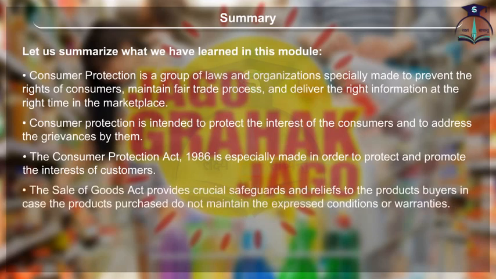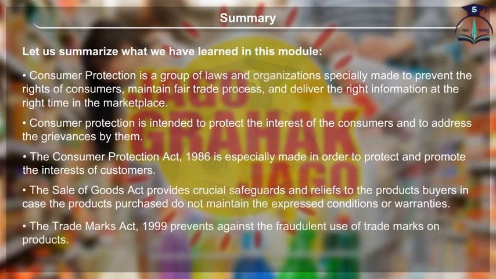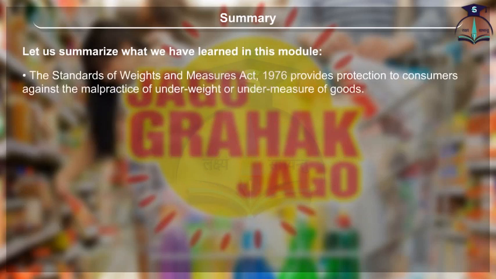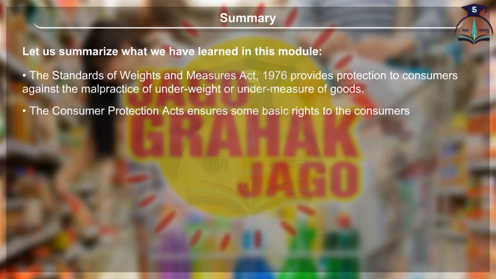The Sale of Goods Act provides crucial safeguards and reliefs to the product's buyers in case the products purchased do not maintain the expressed conditions or warranties. The Trademarks Act 1999 prevents against the fraudulent use of trademarks on products. The Standards of Weights and Measures Act 1976 provides protection to consumers against the malpractice of underweight or undermeasure of goods. The Consumer Protection Acts ensures some basic rights to the consumers.